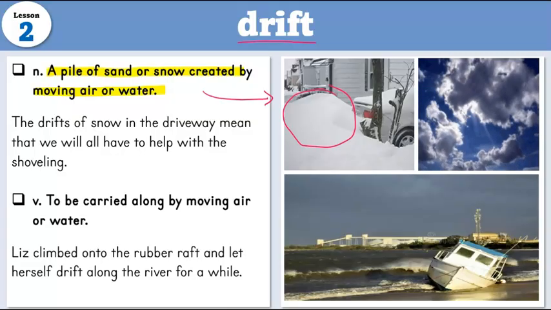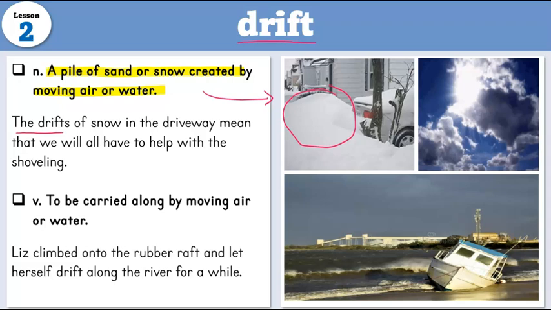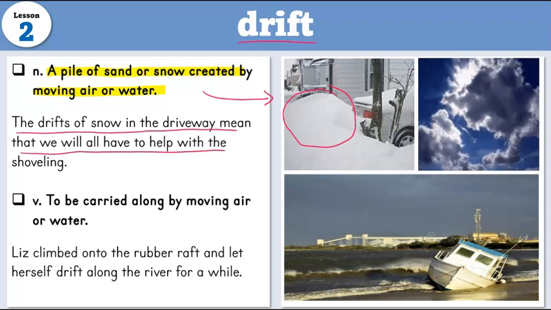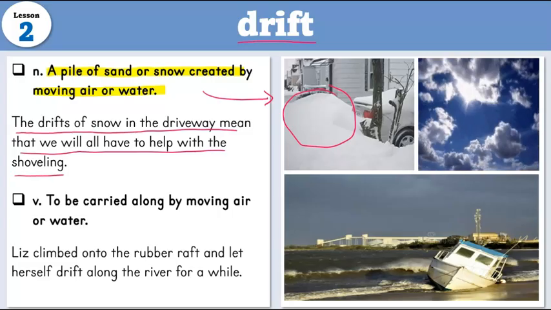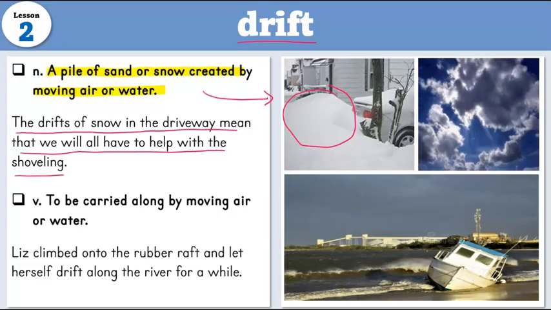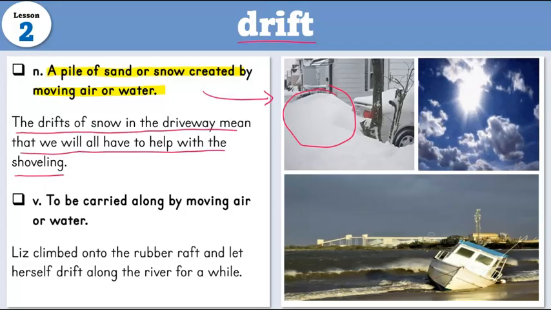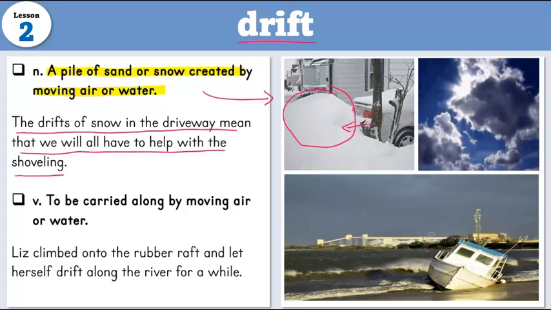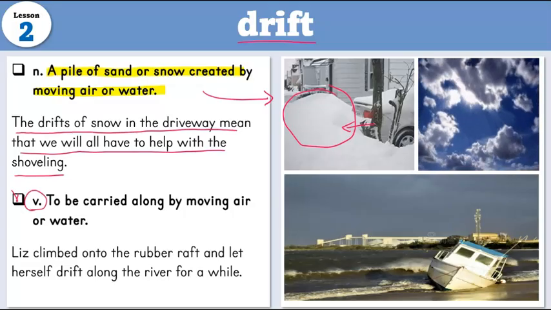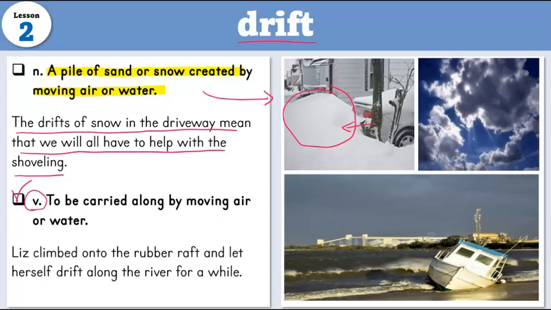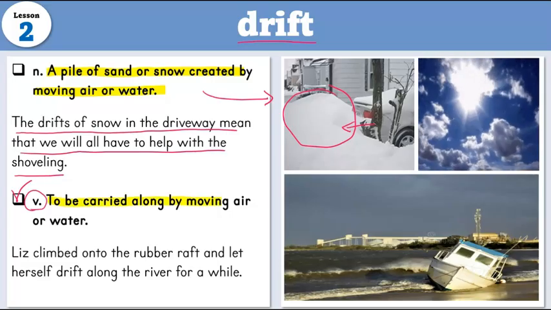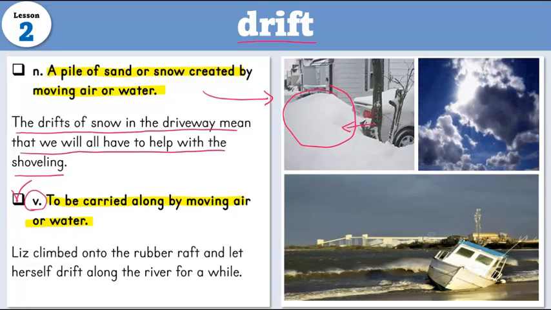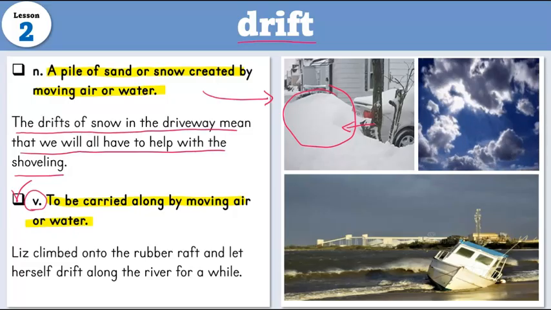of snow. The example says, the drifts of snow in the driveway mean that we will all have to help with the shoveling. So because there are these big drifts of snow, we have to move it out of the way if we want to take the car out. And we can also use drift as a verb. This is the most common way of using it, and it means to be carried along by moving air or water. So again, just like before, air or water is pushing something.